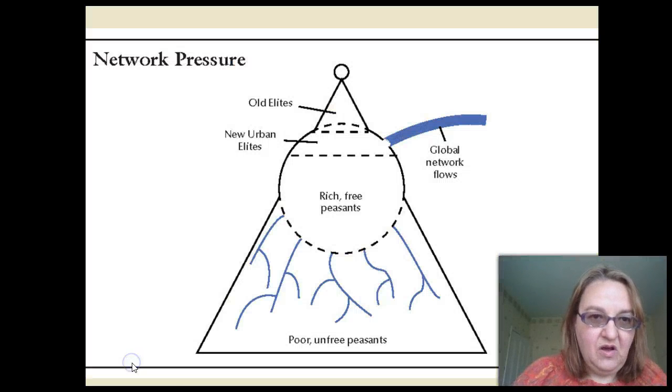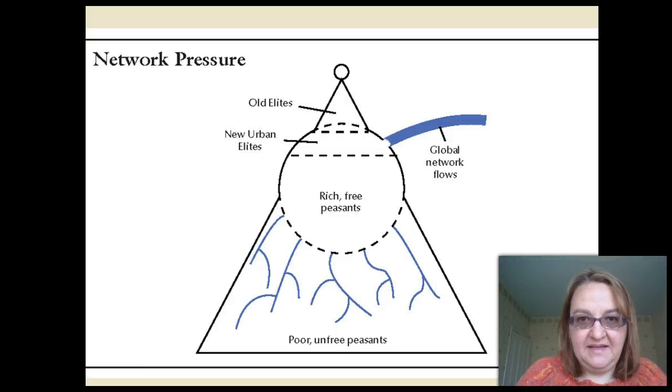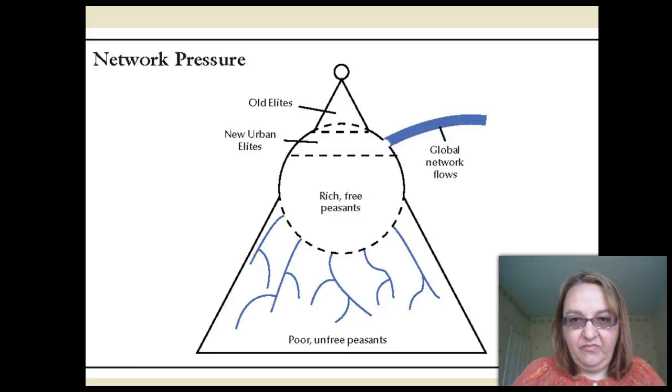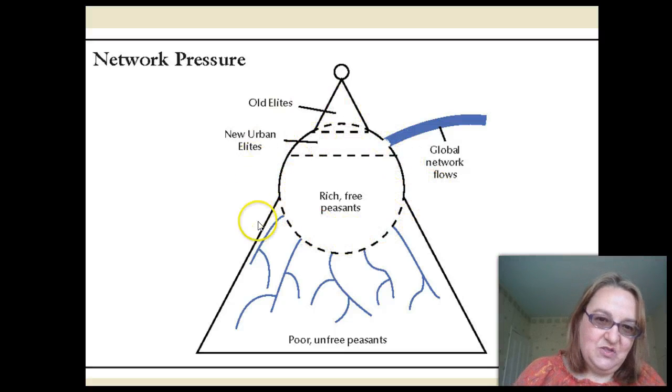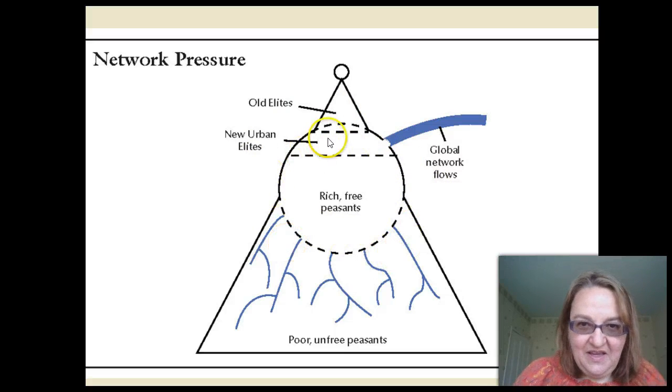Okay, moving on from Locke and Newton, let's look at what this looks like in a diagram. Because of these global network flows in and out, the cancer, this tumor that we saw growing in the traditional hierarchy, is now threatening to swamp it entirely. It's squeezing up the old elites.